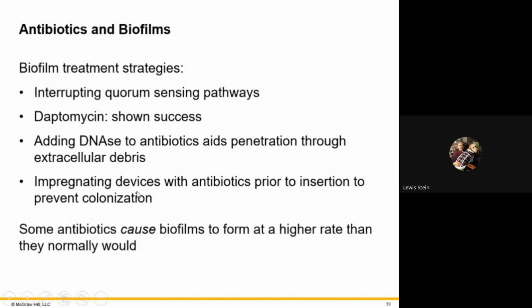Okay. And now this is done a lot, impregnating devices with antibiotics prior to insertion to prevent colonization. They do a lot of that with catheters, particularly ones that are designed to be indwelling for long periods of time. In the old days when we had Foley catheters, they stayed in for 48 to 72 hours, which was common in the hospital, and you typically changed them out every 2 to 3 days.